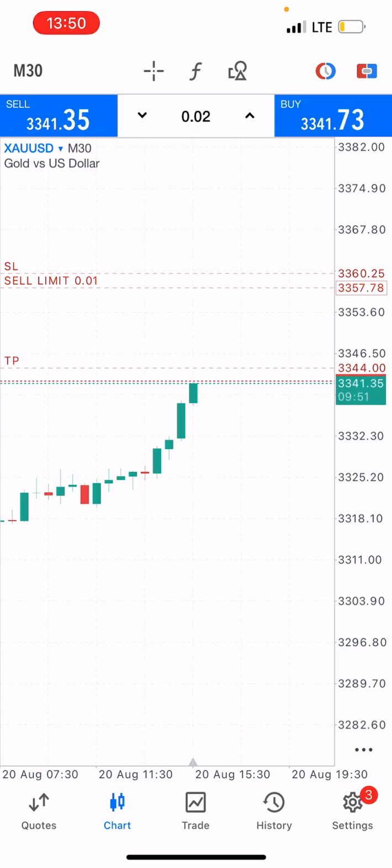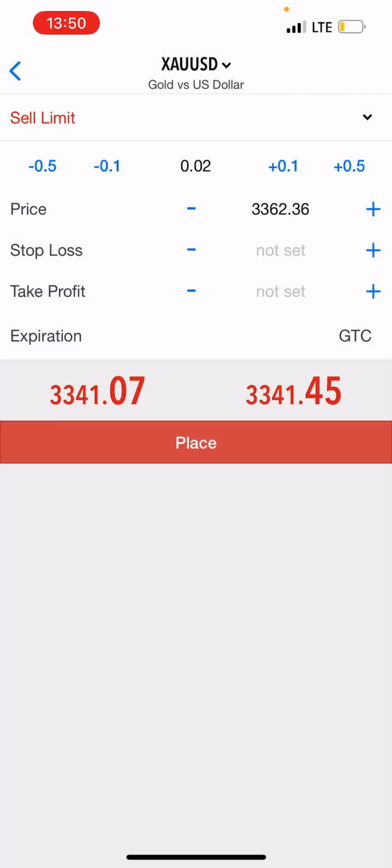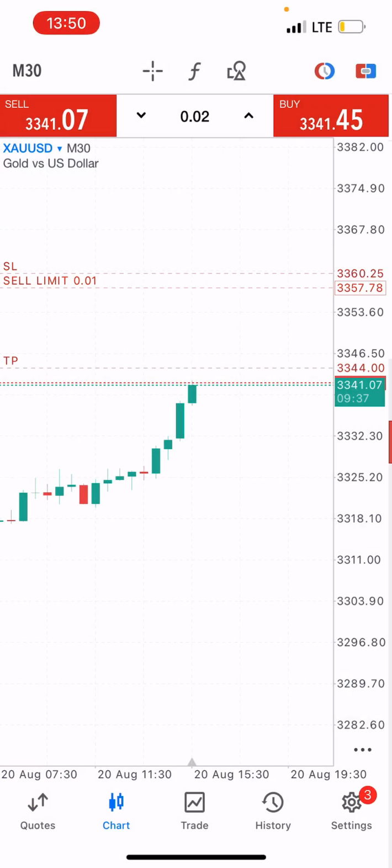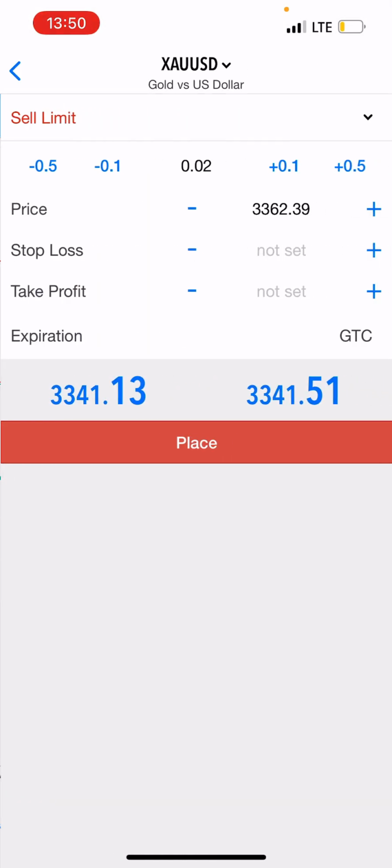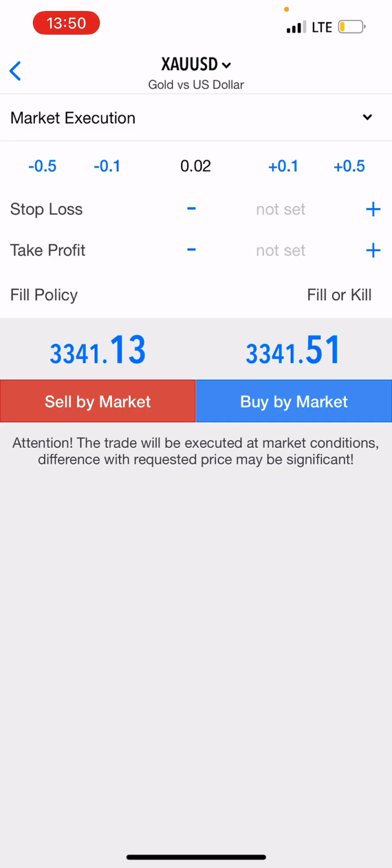You see this line here, this red and blue line? This is currently where price is right now, 3341.08. Market execution is just like normal, like you want to go and exchange your dollar. The sell price is always different from the buy price, meaning you'll be buying dollar at a high price and selling it at a low price, which is exactly what this is.